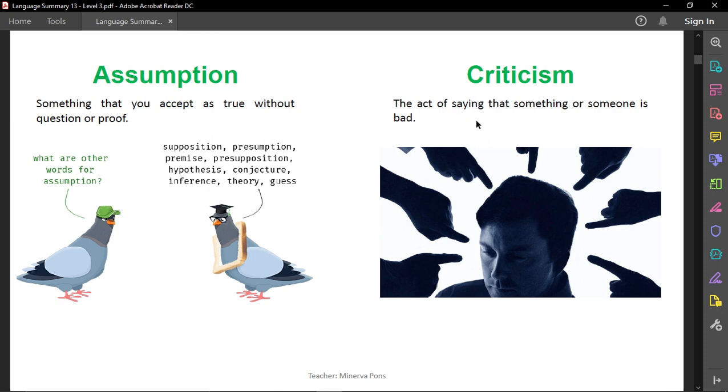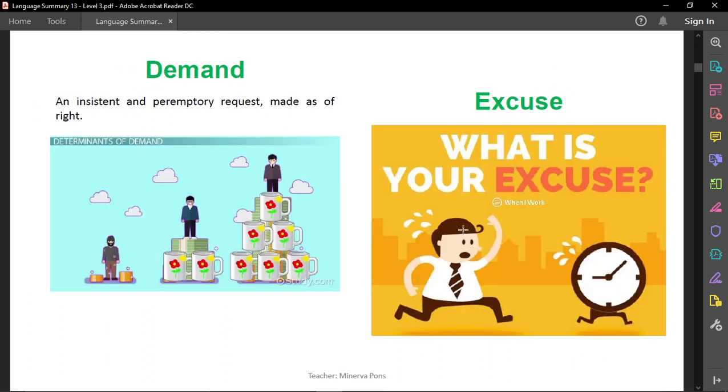Criticism. The act of saying that something or someone is bad. Basically saying all of the bad aspects of a thing or a person. Demand, an insistent and peremptory request made as of right. When you demand something, you're requesting something because it's your right, it's your own, you need it, you must have it. For example, if you work a lot, you demand more money.